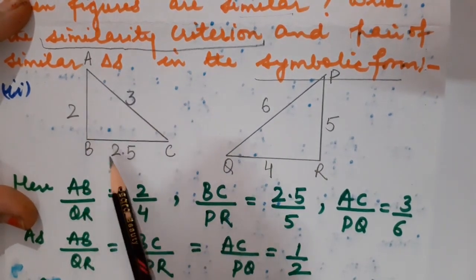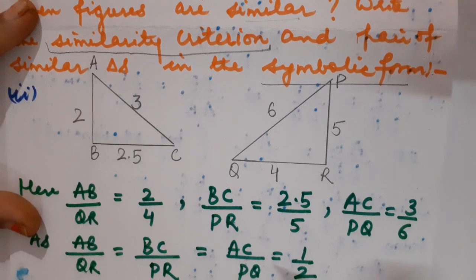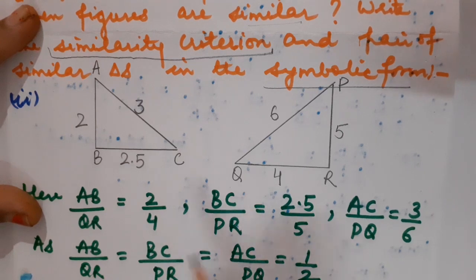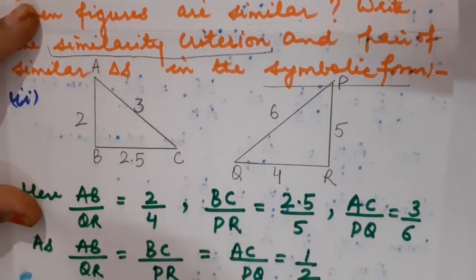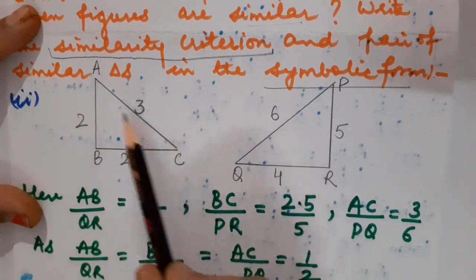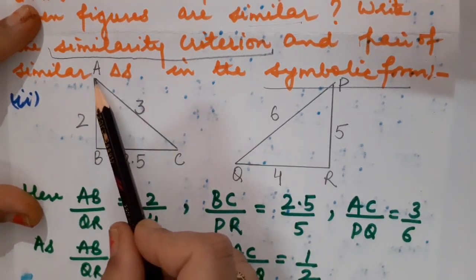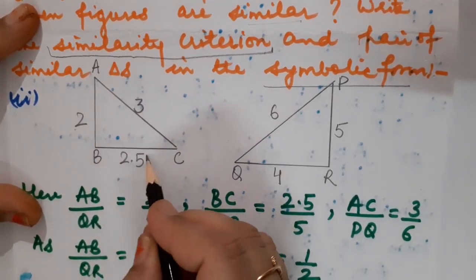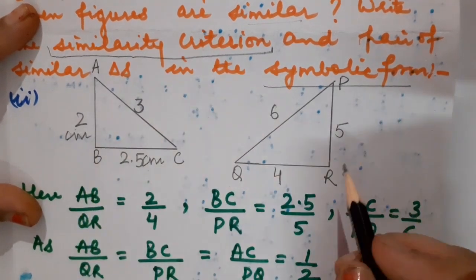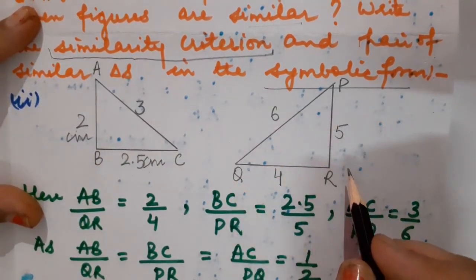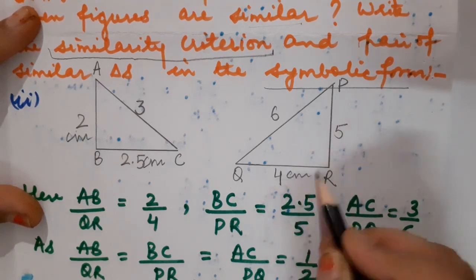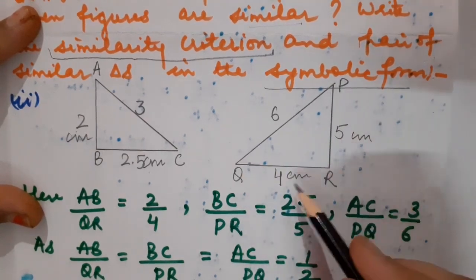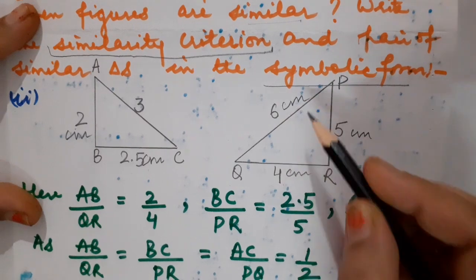By the way, while looking at the measurements of all the three sides of the triangle, you may have judged which criteria we are going to apply. Fine. Only if it is applicable. So, here you can see that there is a triangle ABC where the length of side AB is 2 centimeter, BC is 2.5 centimeter, CA is 3 centimeter. In the same manner, you have another triangle given, that is PQR, and the measurements of PR, QR and PQ are 5 centimeter, 4 centimeter and 6 centimeter respectively.